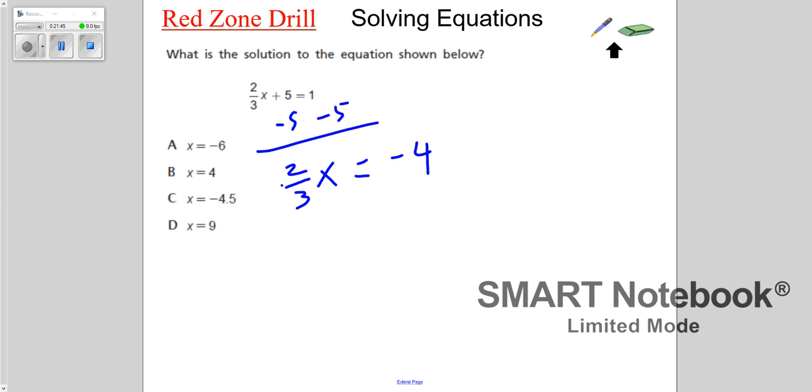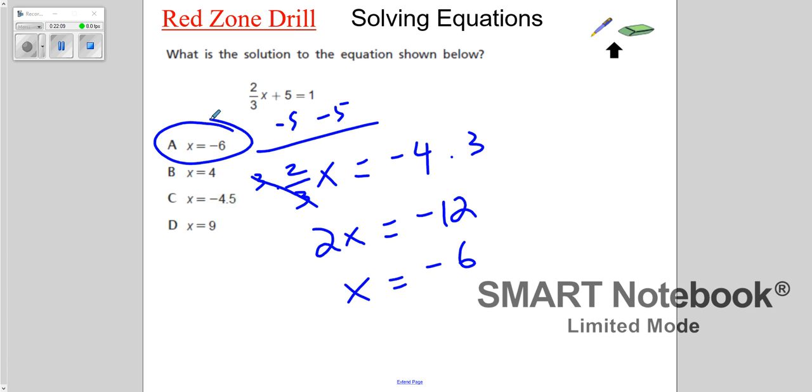Or the way I like to do it, and this is a way that might help you in the future, anytime you want to start getting rid of a fraction, you can multiply by its denominator. So multiply both sides by 3. The 3's cancel out, and you're left with 2x equals negative 12. That's a lot easier to solve. X equals negative 6. So those are 3 ways you can get rid of a fraction. You get to choose whichever one seems best for you.